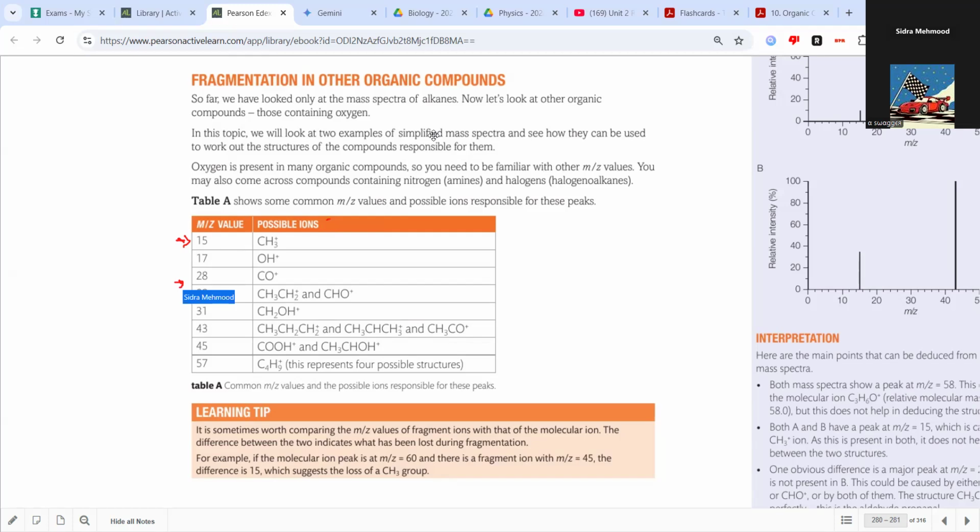Where the carbonyl carbon is present, can you tell me any compounds in which the carbonyl carbon is present? What is carbonyl carbon, Bajar?